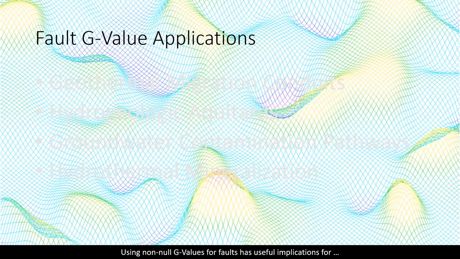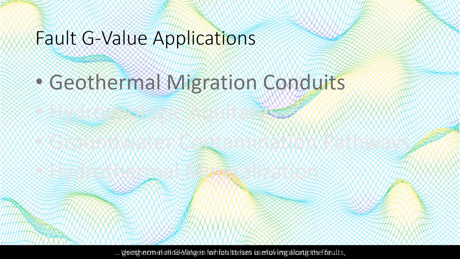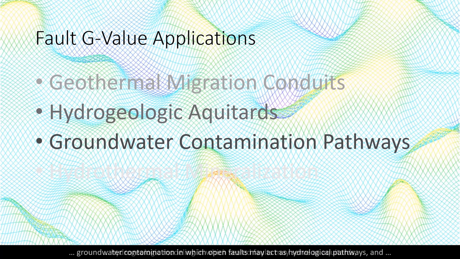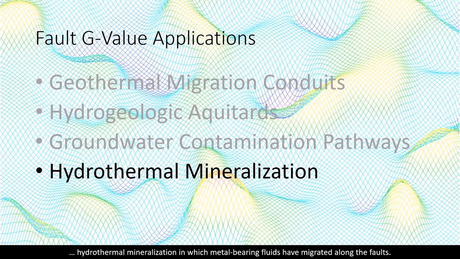Using non-null G values for faults has useful implications for geothermal modeling, in which steam is moving along the faults. Hydrogeologic modeling, in which sealed faults may serve as aquitards. Groundwater contamination, in which open faults may act as hydrological pathways. And hydrothermal mineralization, in which metal-bearing fluids have migrated along the faults.